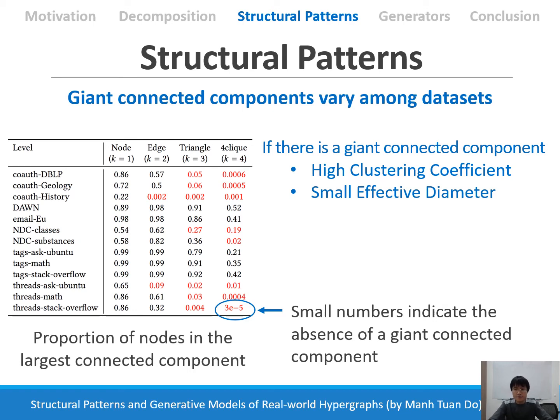If there is a giant connected component in the graph, the clustering coefficient has been found to be high, and the effective diameter has been found to be small.